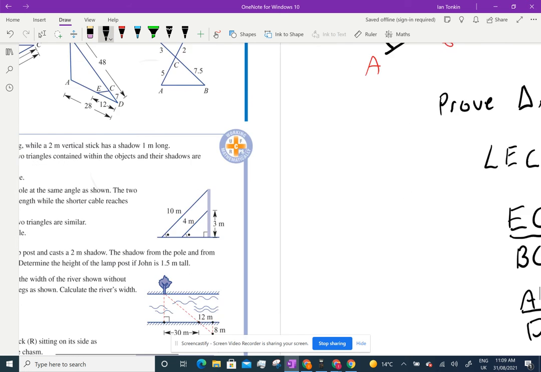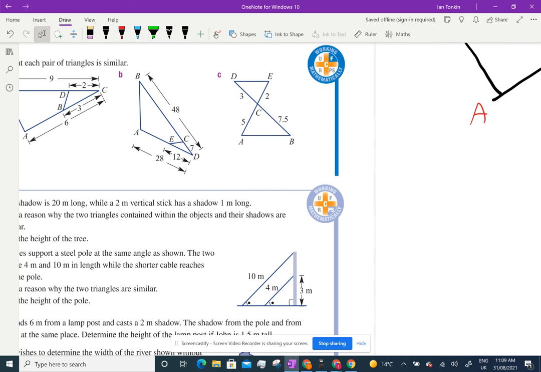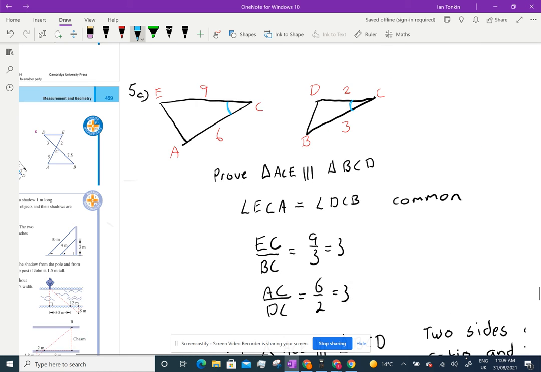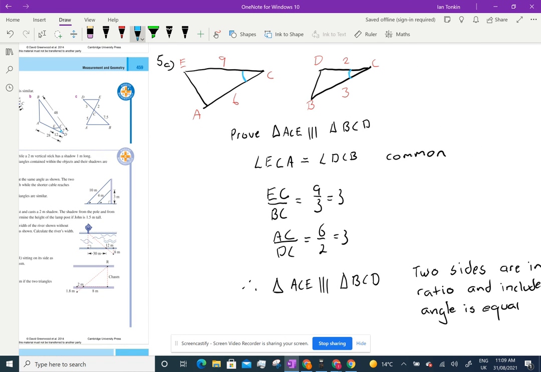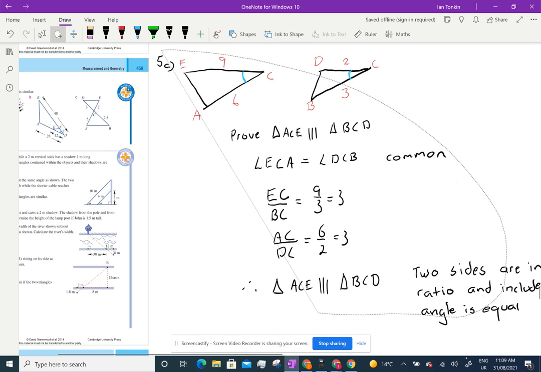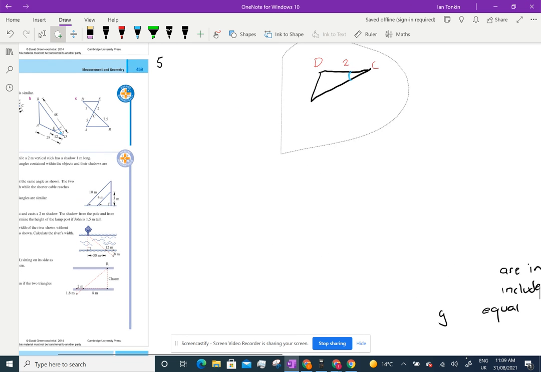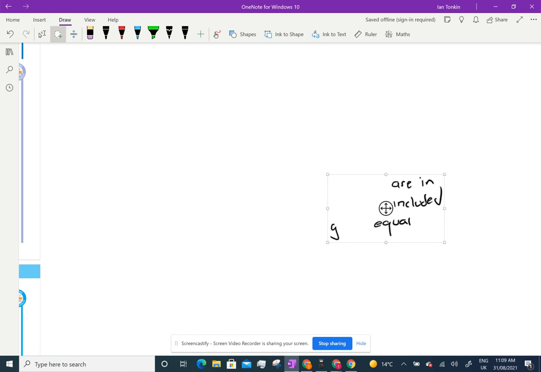Now, if you look at B, it's going to be the same. You're going to get this angle in both triangles, and you're going to get the long side, 48 on 12, that's 4, and 28 on 7, that's 4, so the sides are in ratio. So two sides in ratio, and the included angle, it must be the angle in between the two. Righto, so I'm going to finish off here with question 5C. Well, not finish off, but do it. Just think about seeing if you can do it before I do it.